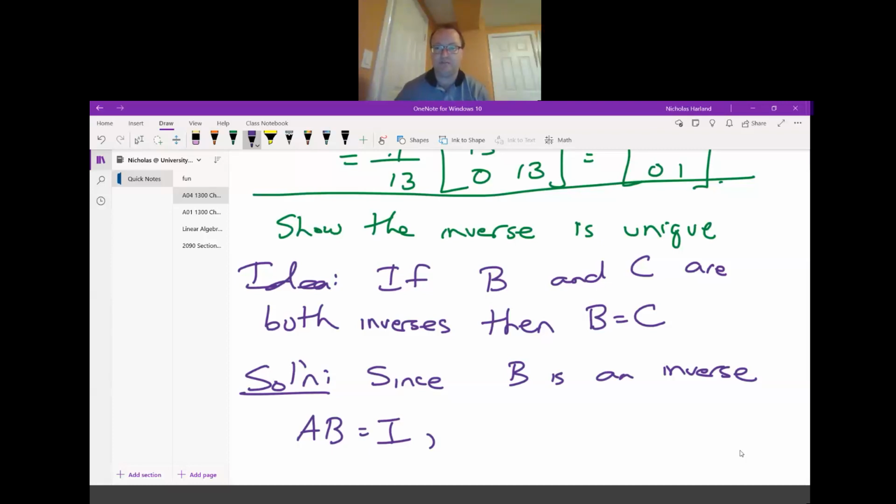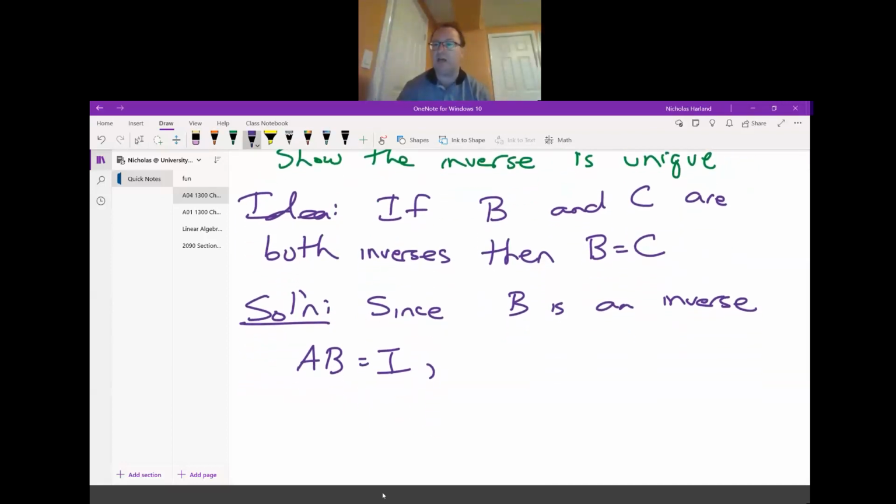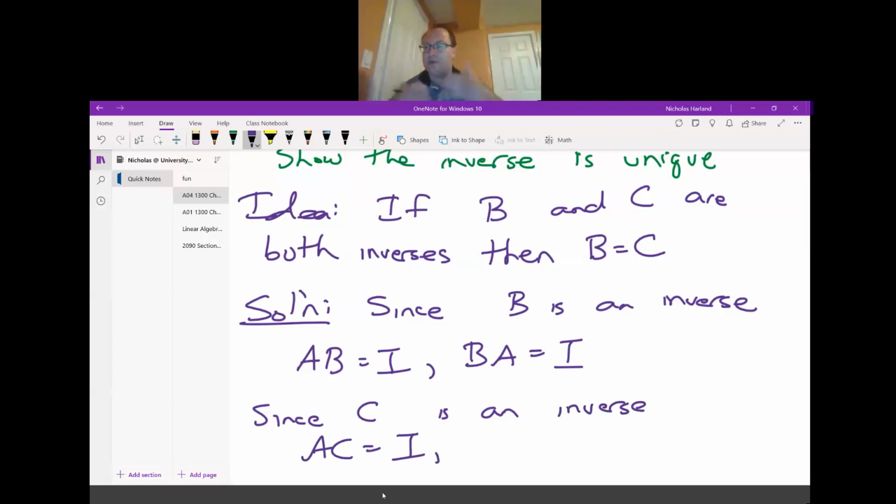AB is equal to I. Do we have any other information? One more piece of information we have: yeah, B times A is equal to I. We can use either side. Similarly for C, since C is an inverse, AC is equal to I, and CA is equal to I.